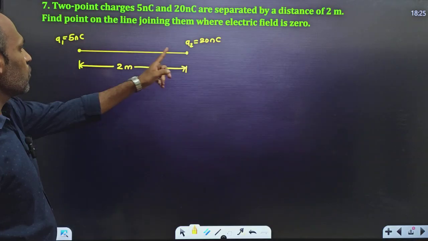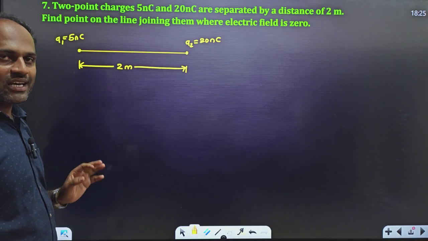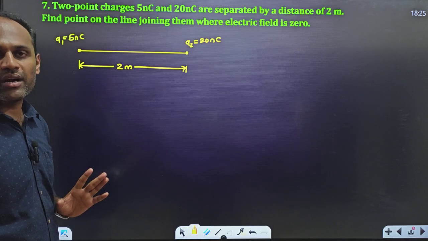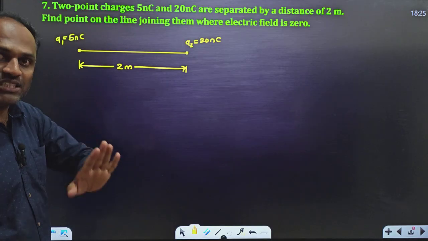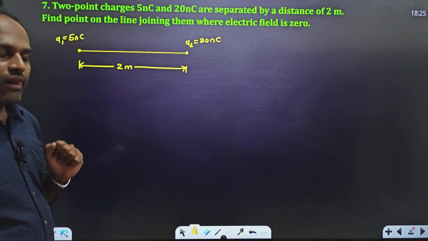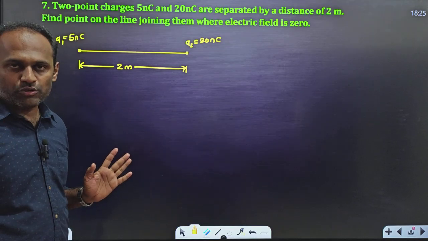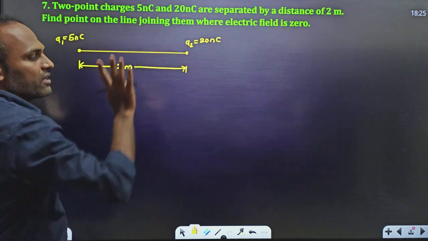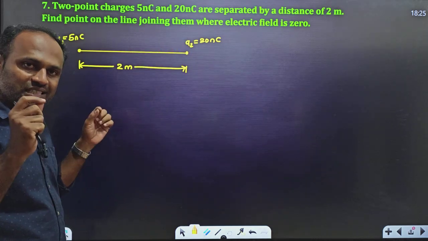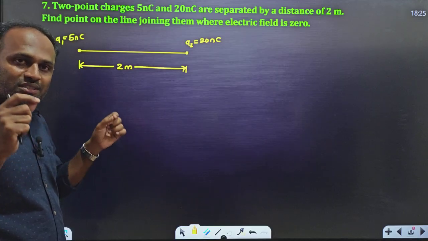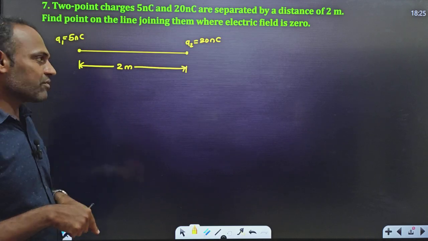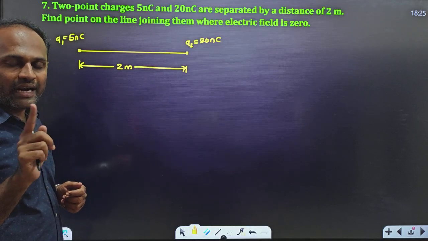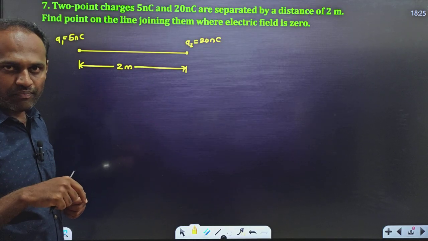That means there is a straight line joining these two charges, and at some point on that straight line the net electric field is 0. They ask us to find that point, that is, to find the distance of that point. See, it is not exactly the midpoint of the line joining them. It will be the midpoint if both charges are equal and of the same polarity. If there are two positive charges of the same magnitude, or two negative charges of the same magnitude, the net electric field will be 0 at the midpoint.